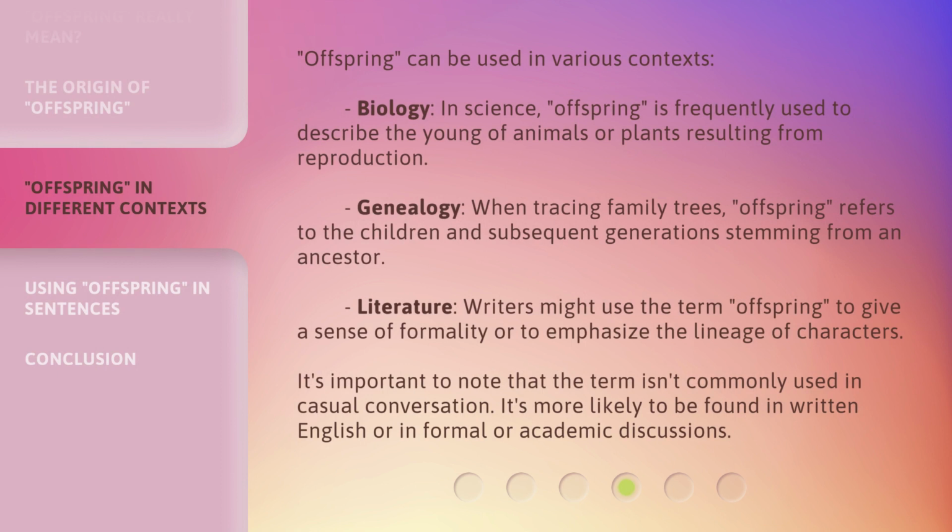Offspring can be used in various contexts. Biology. In science, offspring is frequently used to describe the young of animals or plants resulting from reproduction. Genealogy. When tracing family trees, offspring refers to the children and subsequent generations stemming from an ancestor. Literature. Writers might use the term offspring to give a sense of formality or to emphasize the lineage of characters. It's important to note that the term isn't commonly used in casual conversation. It's more likely to be found in written English or in formal or academic discussions.